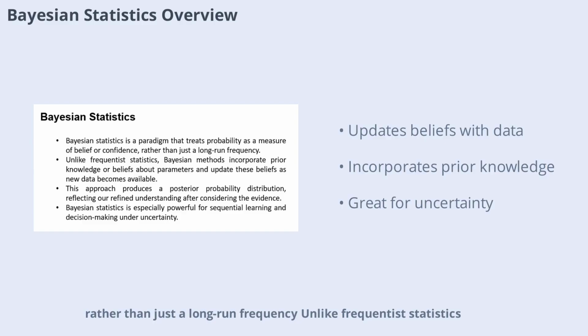Unlike frequentist statistics, Bayesian methods incorporate prior knowledge or beliefs about parameters and update these beliefs as new data becomes available. This approach produces a posterior probability distribution, reflecting our refined understanding after considering the evidence. Bayesian statistics is especially powerful for sequential learning and decision-making under uncertainty.